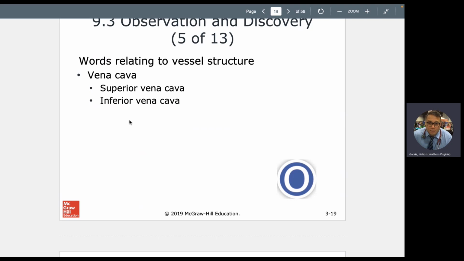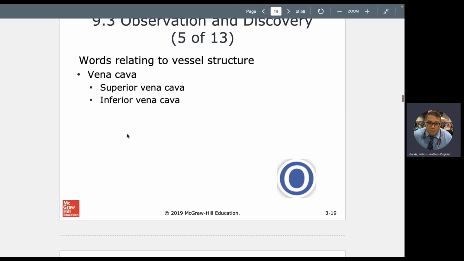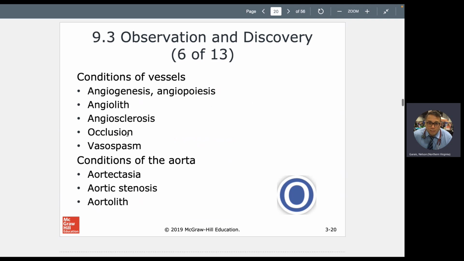Superior and inferior vena cava. Vena means what? It's venous, so it's a vein. So you have one coming from your head, that's the superior, and one coming from the rest of your body, that's your inferior vena cava. Both, as a point of trivia, empty out into your right atrium. And everything on the right side is part of your pulmonary circulation.